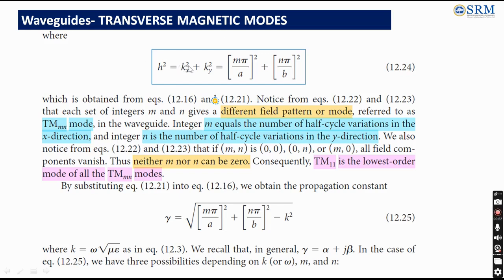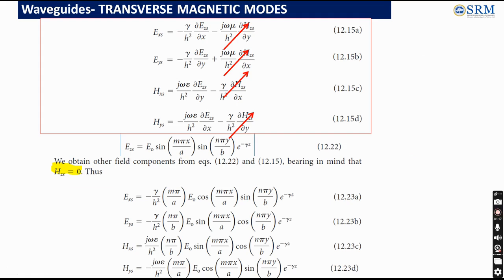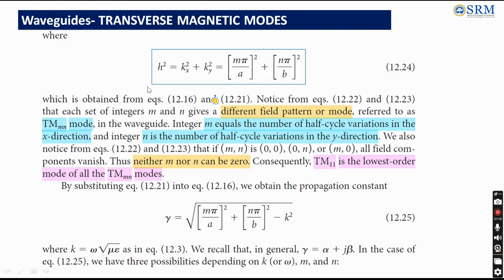And h square is going to be k square, kx square plus ky square, that is equal to m pi by a the whole square plus n pi by b the whole square. So these equations we already obtained, right? From the 16th and 21st equation, this equation, kx, ky I am substituting. 16 we already saw in the previous session.